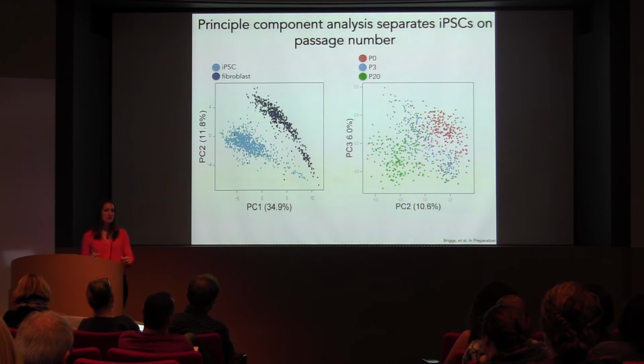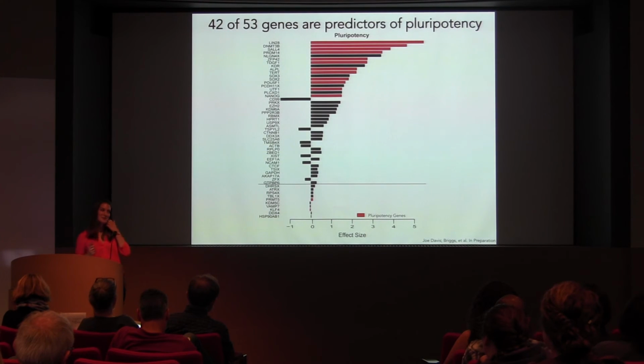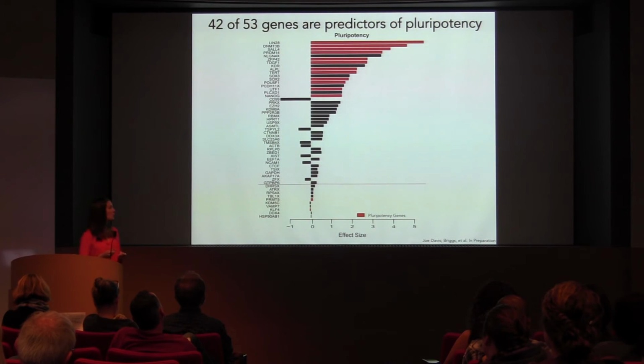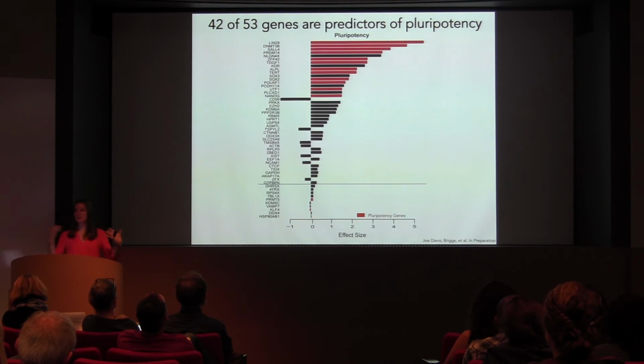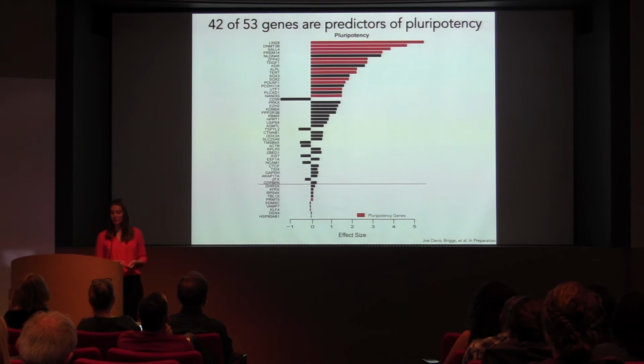Perhaps there are specific genes that are changing over time that actually predict whether a cell is passage 0, passage 3, or passage 20. So in collaboration with Joe Davis in the Montgomery lab, we tried to predict whether a gene was able to predict pluripotency or not alone. So given the expression value of one gene, could we say a cell was pluripotent or not? And what was really surprising to me is that actually 42 of our 50 genes were statistically significant predictors of pluripotency, meaning given one gene, you could predict whether a cell was pluripotent or not.